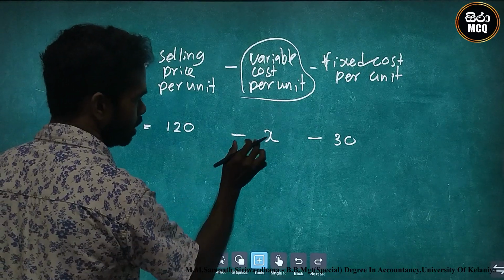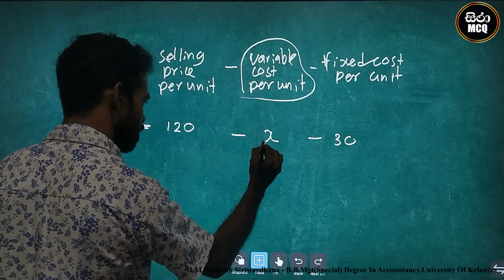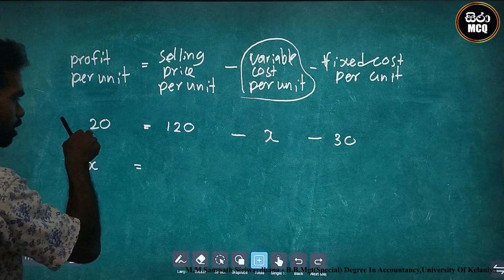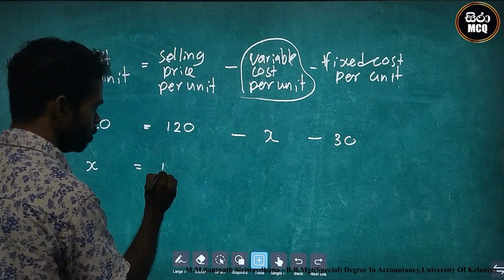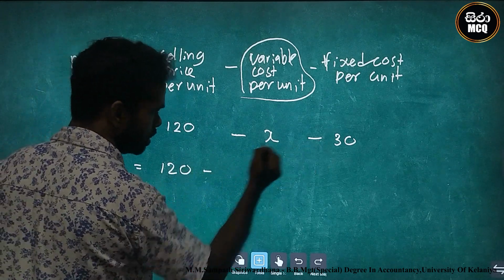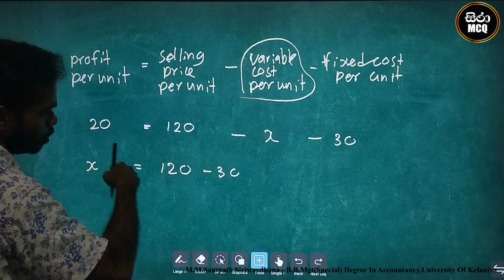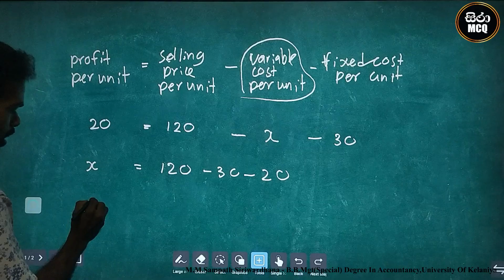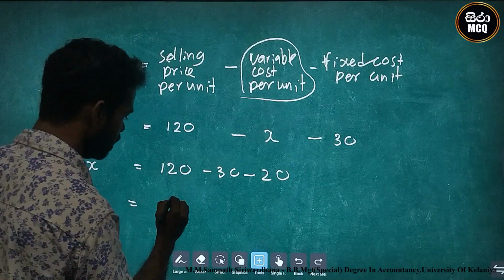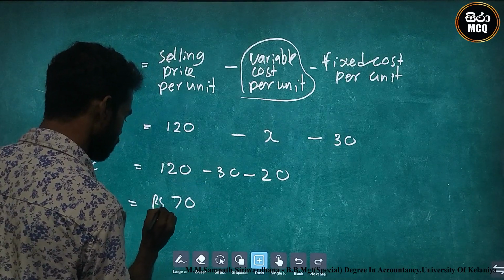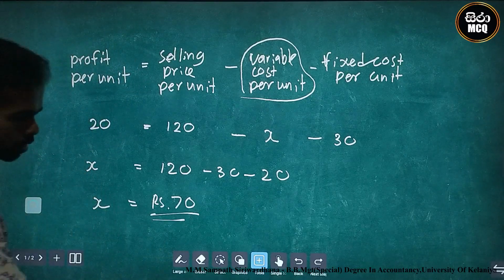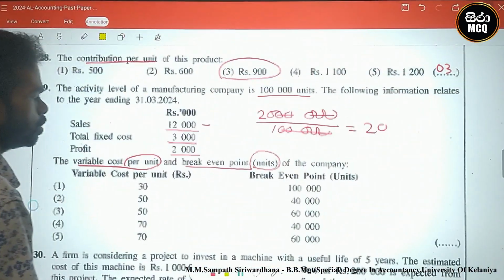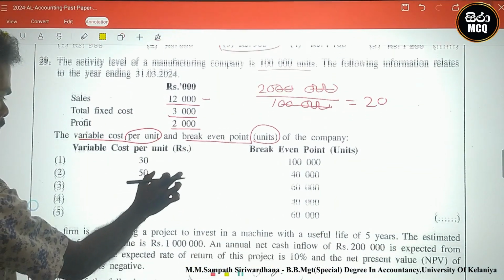We can find X. X is minus, therefore I carry this 20 to this side: X equals 120 minus 30, and this goes to the opposite side, so I write minus 20. There is the answer. X is 70 rupees, the unit variable cost. Unit variable cost is 70.